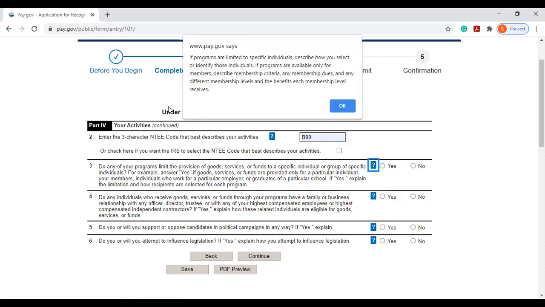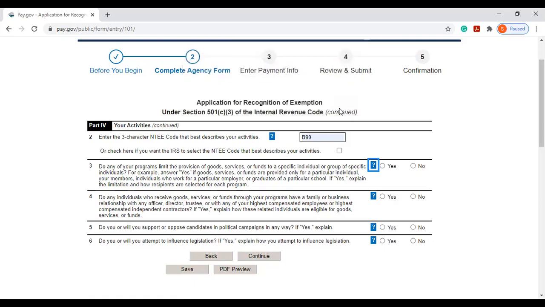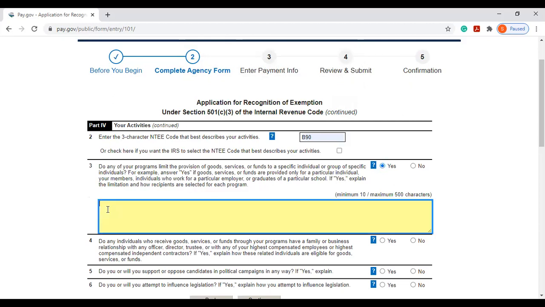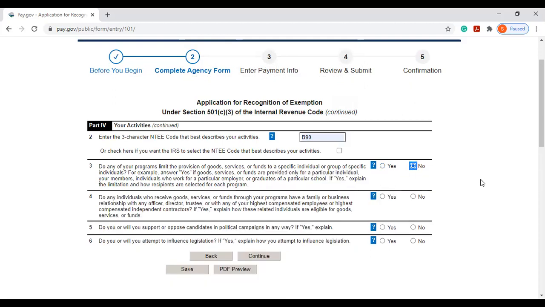Okay. So it says if programs are limited to specific individuals, describe how you select those individuals. If programs are available only for members, describe the membership criteria, any membership dues, and any different membership levels, and the benefits each membership level receives. So this gives you additional information. So let's say that I say, okay, yes, that applies to me. You click on yes, and then you have the space here to provide the information that's required. If the answer is no, you don't get a space.